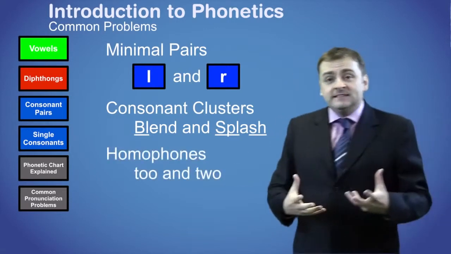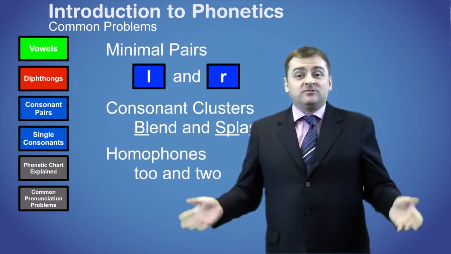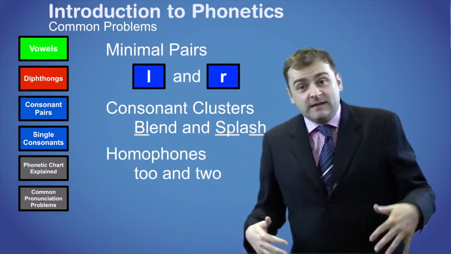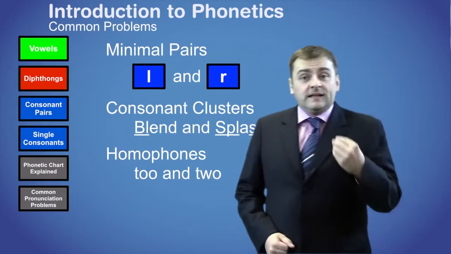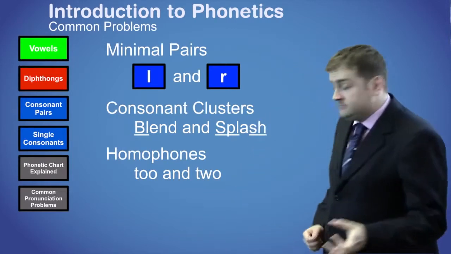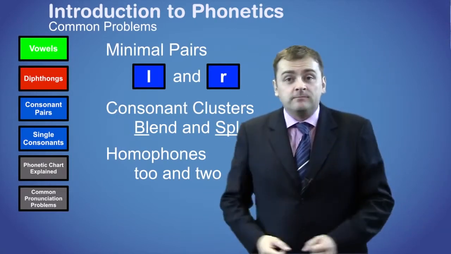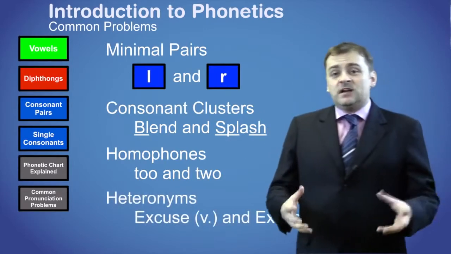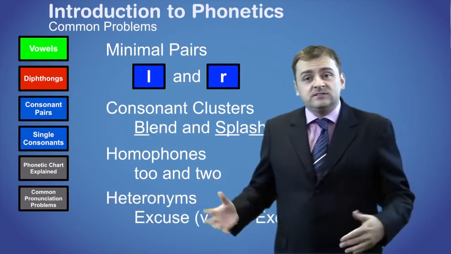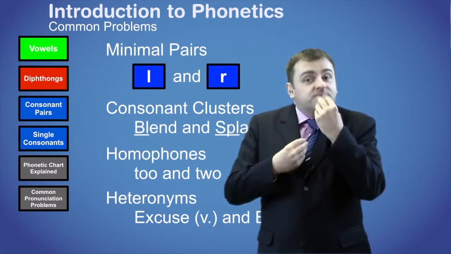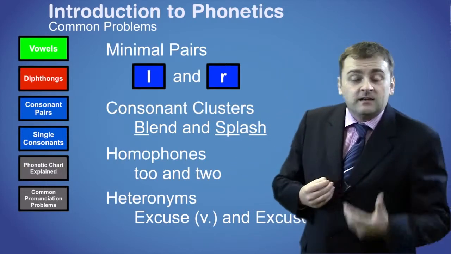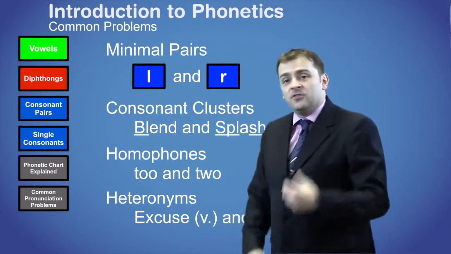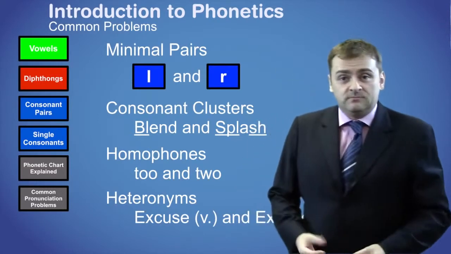Homophones are pairs or groups of words that are pronounced the same way, but with different spelling. Like to, the adverb, and to, the number. Heteronyms are pairs or groups of words that have the same spelling, but different pronunciation. Like excuse, the verb, and excuse, the noun.